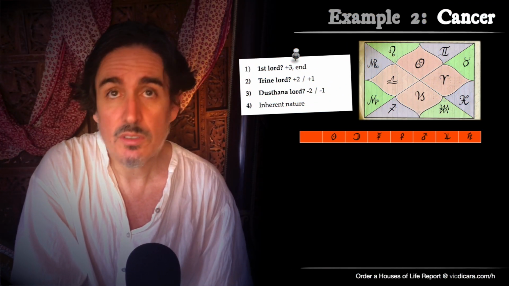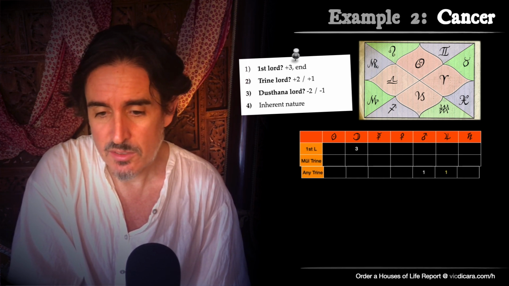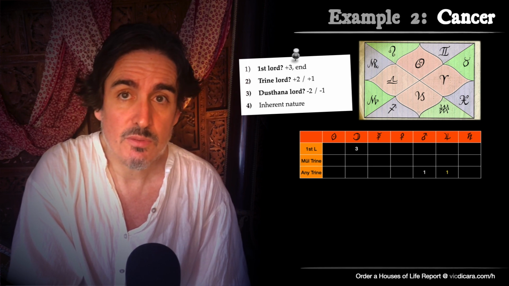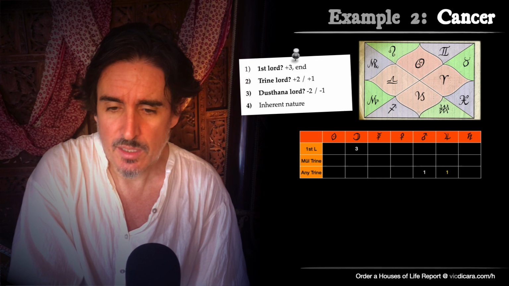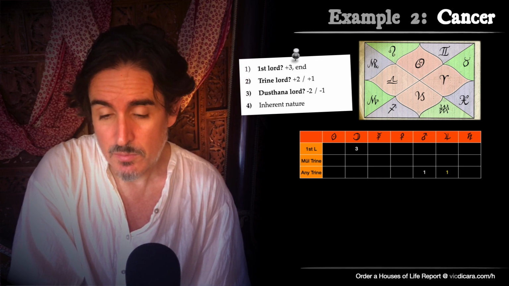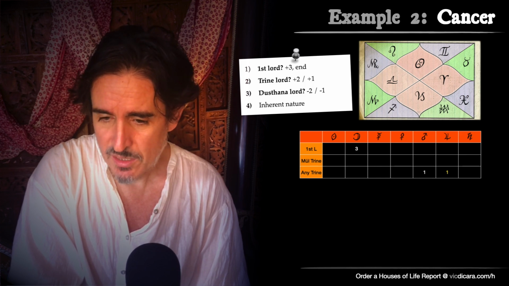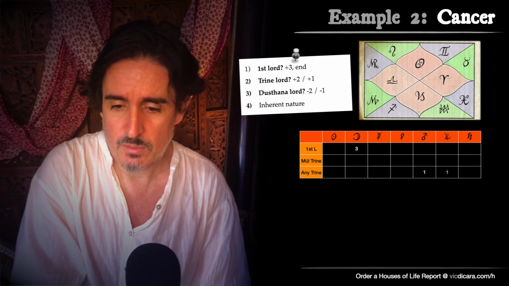So first lord is the moon. Moon gets +3. The trines are Scorpio and Pisces, neither of which is a Mula sign. They're both female. So nobody gets a +2, but the owner of Scorpio, Mars, will get a +1 for owning a trine, and the owner of Pisces, Jupiter, will get a +1.